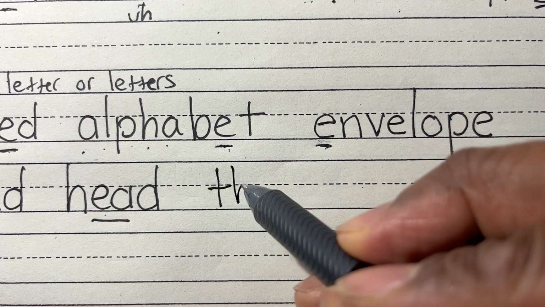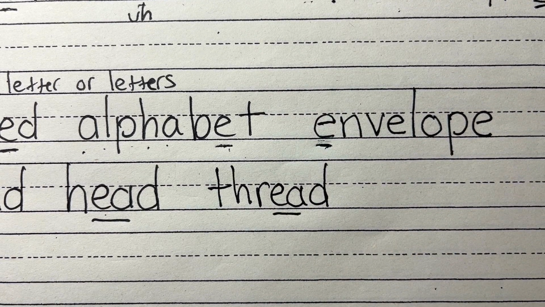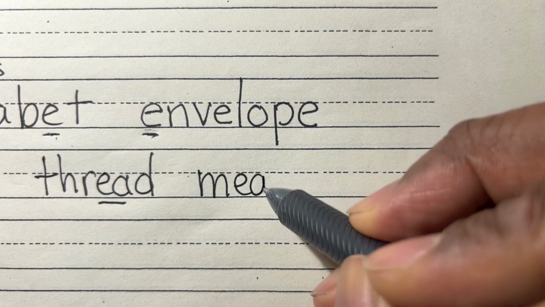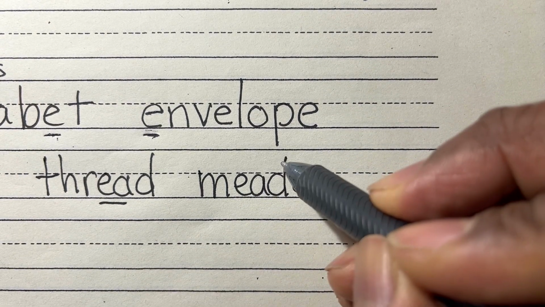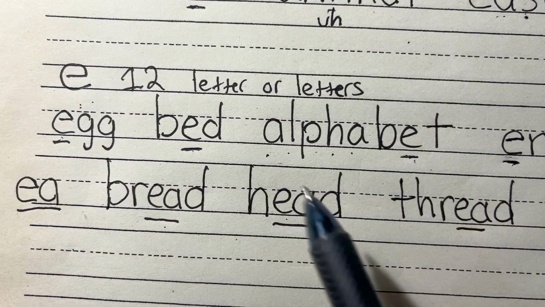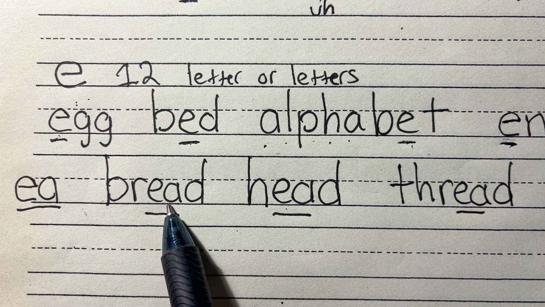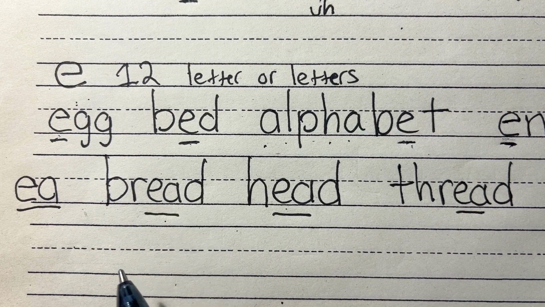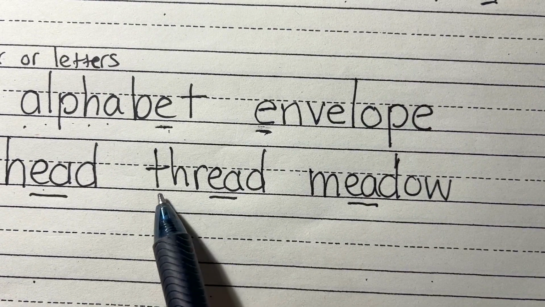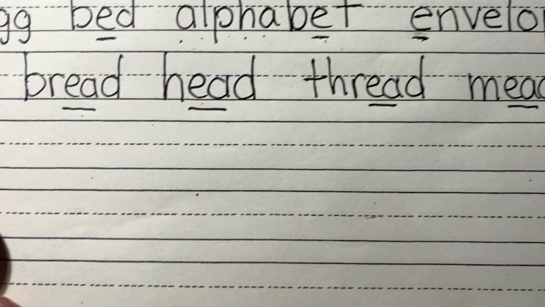Thread. Thread. And then this one's a nice one. It's a kicker, right? Meadow. This is why English spelling is so important to learn, because these are tricky words here. You could do bread, but you'd have to remember EA is ed, and then thread, and then meadow. Tricky, very tricky there.